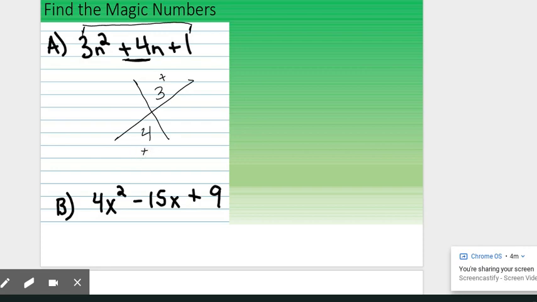Remember, when in doubt, start with 1 in the number. 1 times 3 is 3. 1 plus 3 is 4. So I have 1 and 3. And these are the two important numbers that we would need to go forward.